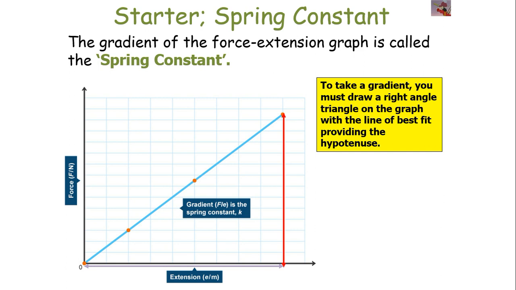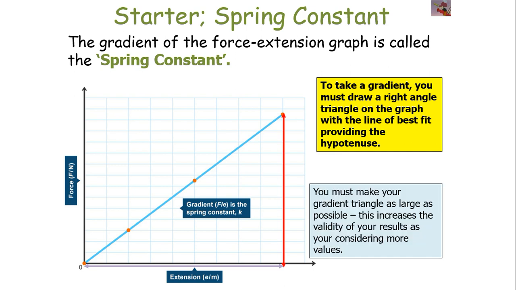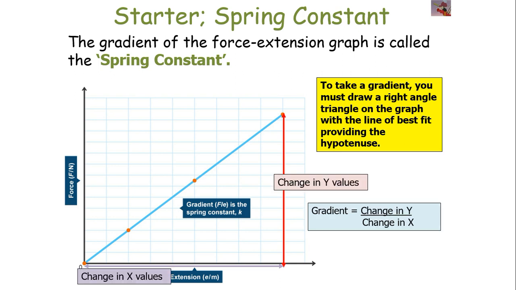Now, remember, how to work out a gradient? Well, you've got to draw a right-angled triangle on the graph where the line of best fit is the hypotenuse. Now, you try and make your gradient triangle as large as possible because this increases the validity of results because you're considering more values. Now, the gradient is the change in y over the change in x. So in this example, it's the change in force over the change in extension, so it's F over E.